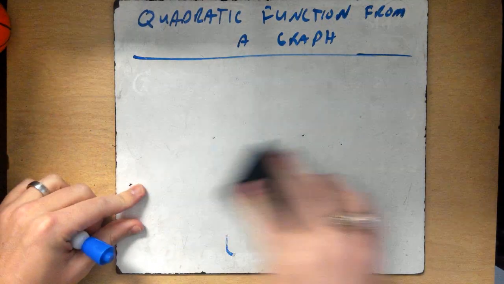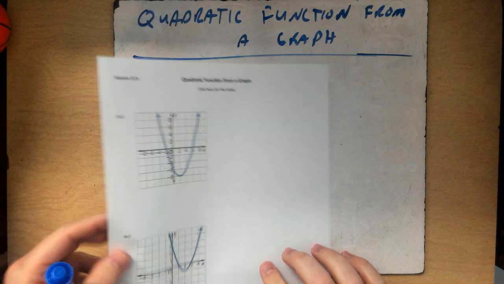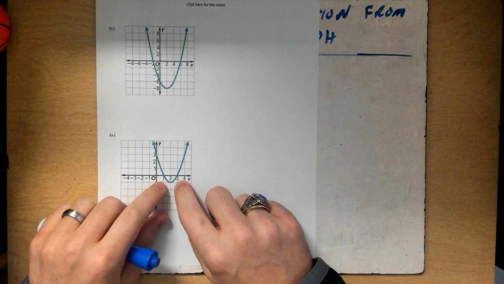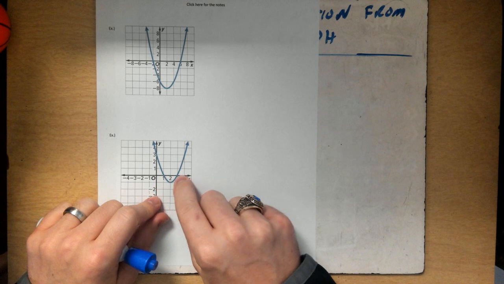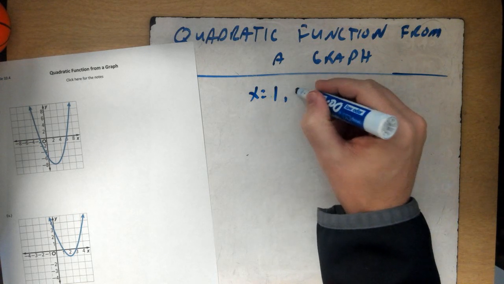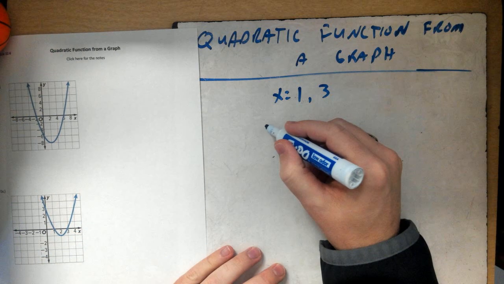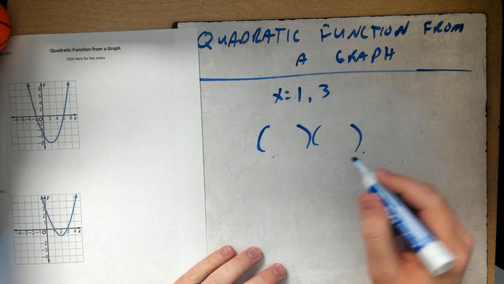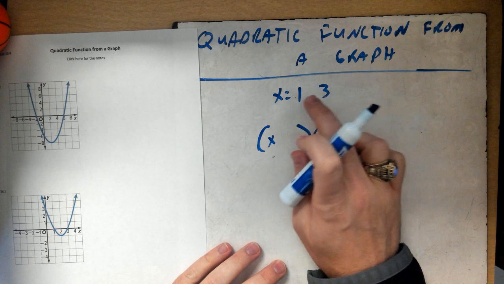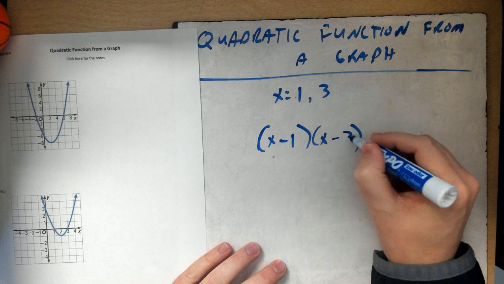Just going to erase this, give myself more room here. Let's look at another one. Remember, first step, x-intercepts. My x-intercepts are at 1 and 3. So +1, +3. I'm going to write that up here. My x's are 1 and 3. Now I'm going to put two parentheses, and then I'm going to put my x's in the front, and then flip the signs of these here. So this +1 becomes a -1. This +3 becomes a -3.